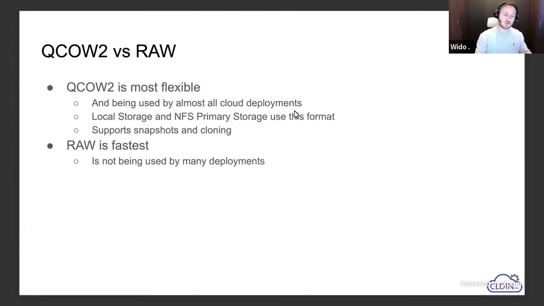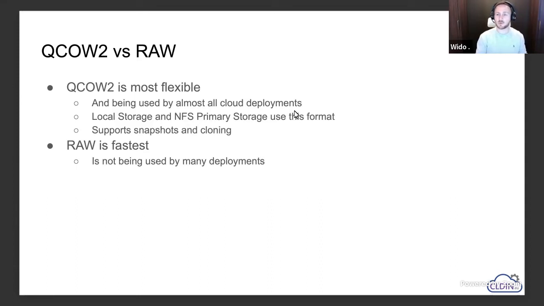Before we go to the performance benchmarks, there's one more thing you need to know about the disk formats. QCOW2, as I said, being used by local storage and NFS primary storage, is a very flexible format. It allows snapshotting and cloning of volumes. It also allows shrinking, resizing, and growing of volumes. It supports trimming, so if you do an fstrim inside the VM, the QCOW2 file will actually shrink and give back the free space to either your local or your NFS storage. So it's a very flexible format. However, it's not the fastest.